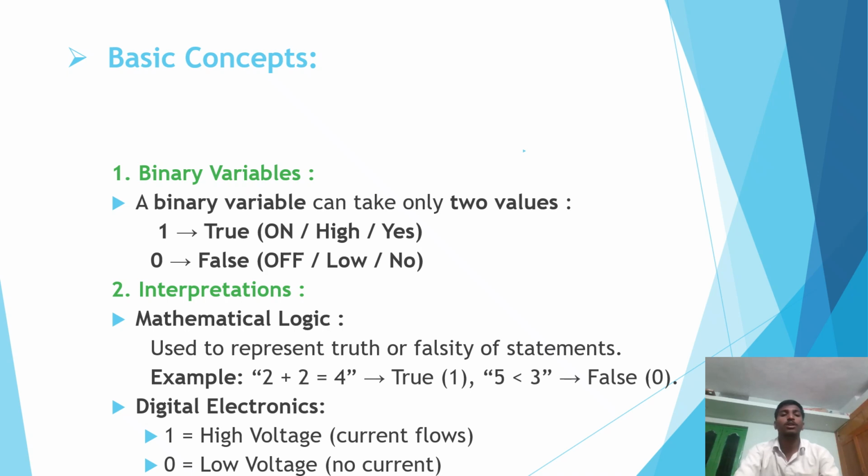Basic concepts of Boolean algebraic function. First one is binary variable. A binary variable can take only two values, 1 and 0. 1 is represented as true, 0 is represented as false. Interpretation: in mathematical logic, it is used to represent the true or false state of statements. In digital electronics, 1 equals high voltage, current flow; 0 equals low voltage, no current.